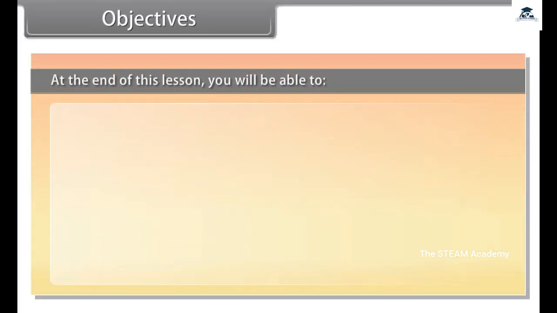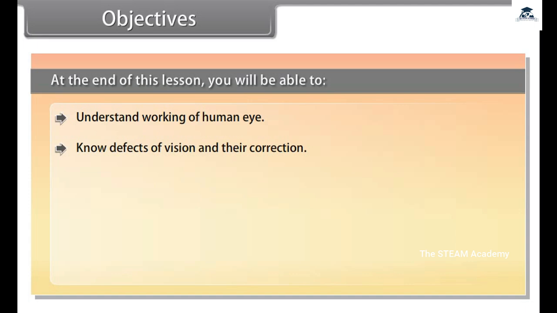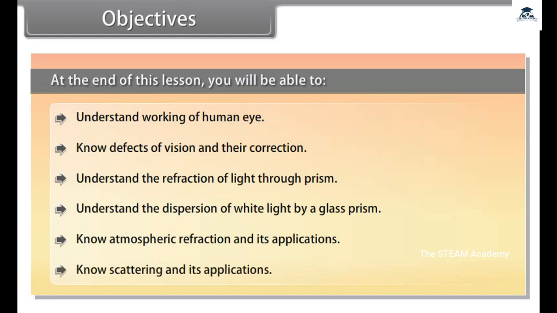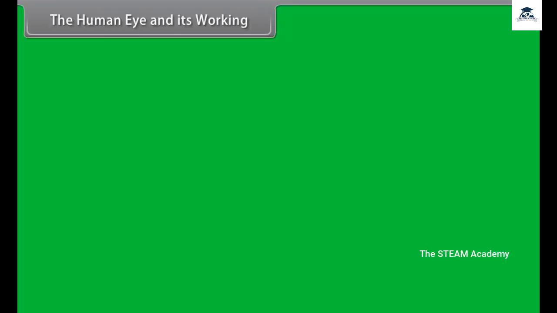Objectives. At the end of this lesson, you'll be able to understand working of human eye, know defects of vision and their correction, understand the refraction of light through prism, understand the dispersion of white light by glass prism, know atmospheric refraction and its applications, know scattering and its applications.